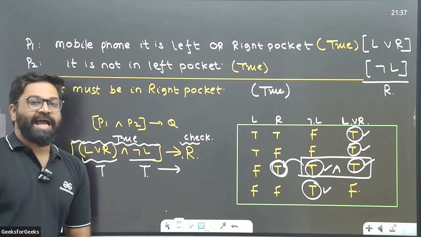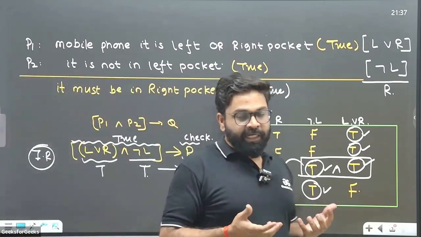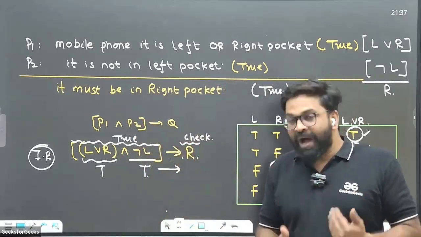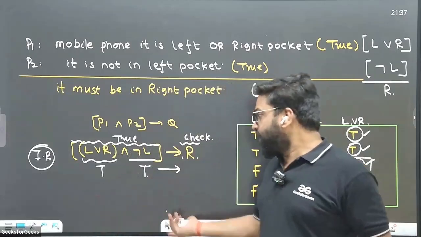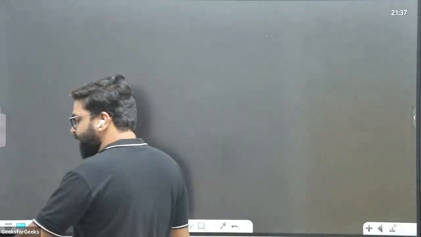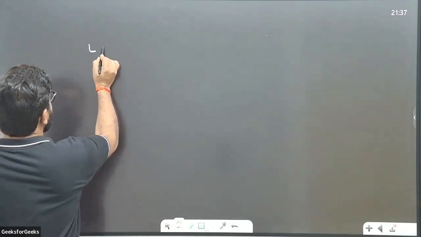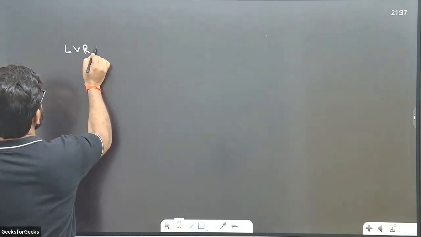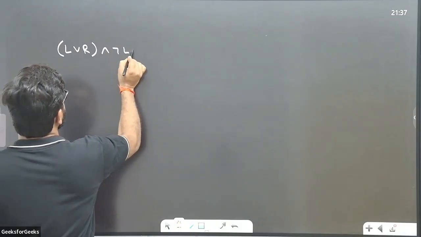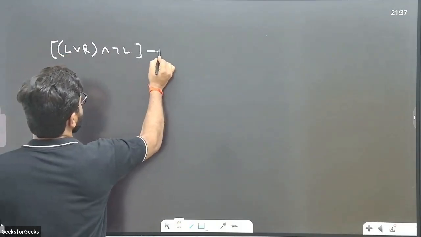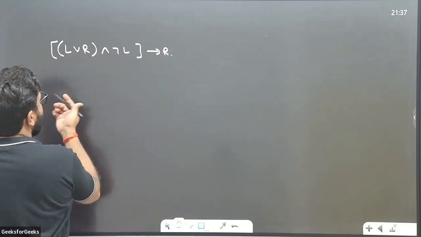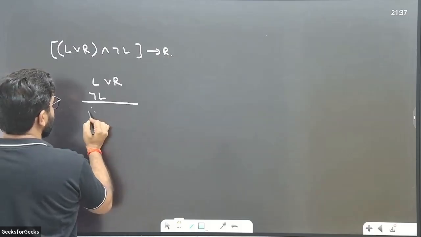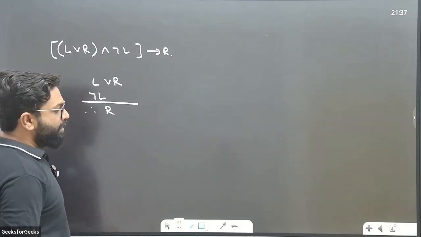Yes, sir. Let me be very clear. Type 1 is basically to check whether it's a tautology or not. Type 3 gives us the power to create our own rule. Here I can create my own rule. I'll show you. For example, here we have taken L or R, one way of writing horizontally, and then the negation of L, and then this whole thing implies R. This is one way of writing. Another way of writing: L or R, and then the negation of L, and therefore you are getting R.